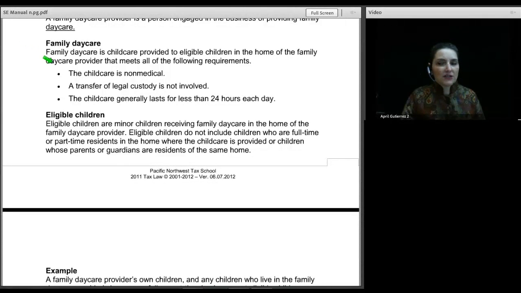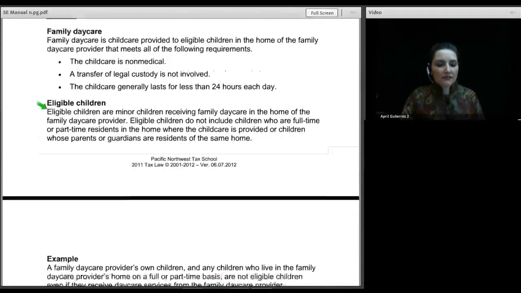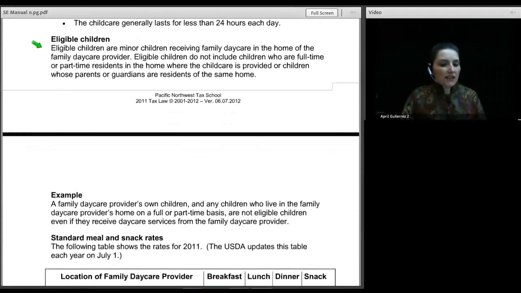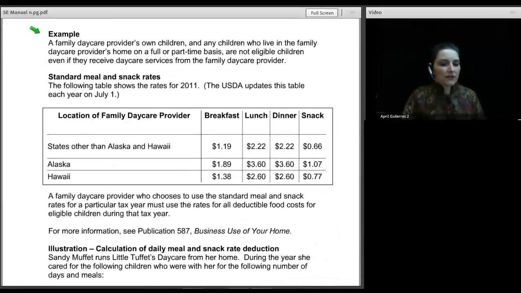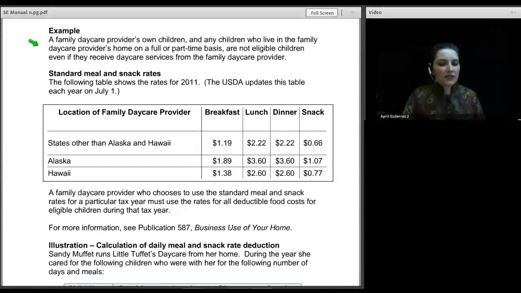The child care is not medical. A transfer of legal custody is not involved, and the child care generally lasts for less than 24 hours each day. Who is an eligible child? Eligible children are minor children receiving family daycare in the home of the family daycare provider. Eligible children do not include children who are full-time or part-time residents in the home where the child care is provided, or children whose parents or guardians are residents of the same home. Here is an example. A family daycare provider's own children, and any children who live in the family daycare provider's home on a full-time or part-time basis, are not eligible children, even if they receive daycare services in the family daycare provider's home.